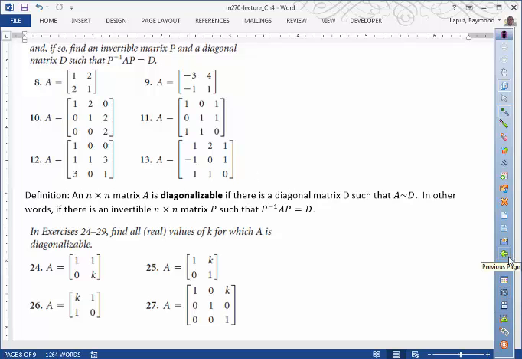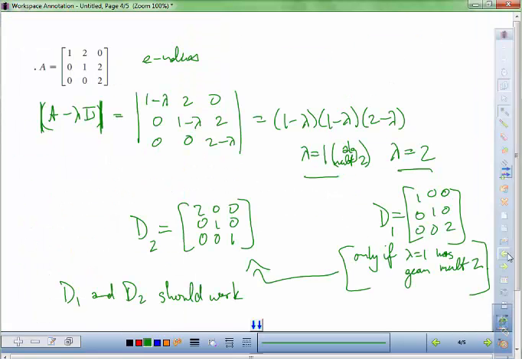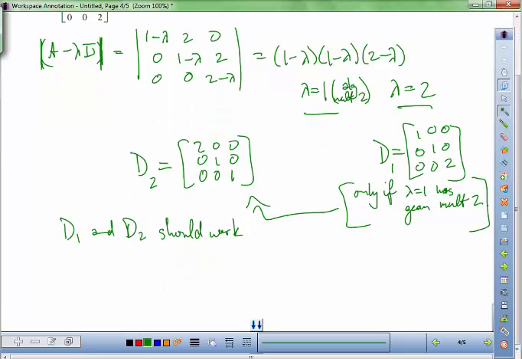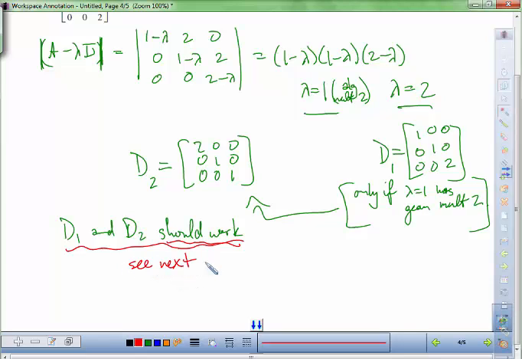So for this, when I say should work, it actually doesn't. So it turns out that, see next page, order will matter when we try to find the P matrices. See next page, A is not diagonalizable. Diagonalizable.